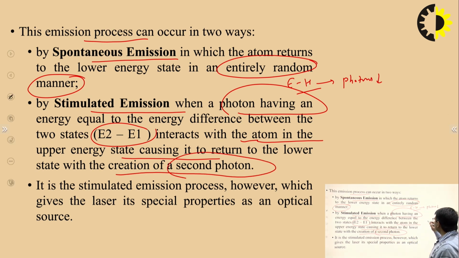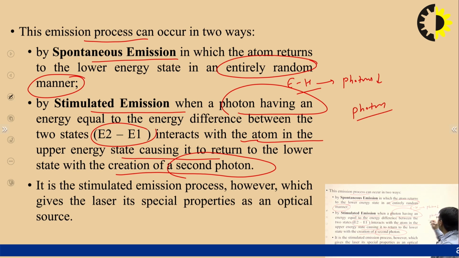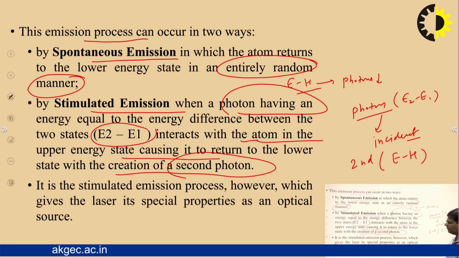One photon is what we are using as the incident photon, an external photon having energy equal to the band gap, that is E2 minus E1, which is used to bring the higher state electron back into the lower state. The second photon is generated by the recombination of electron and hole pair. So in this way, after another photon is generated, we get two photons.